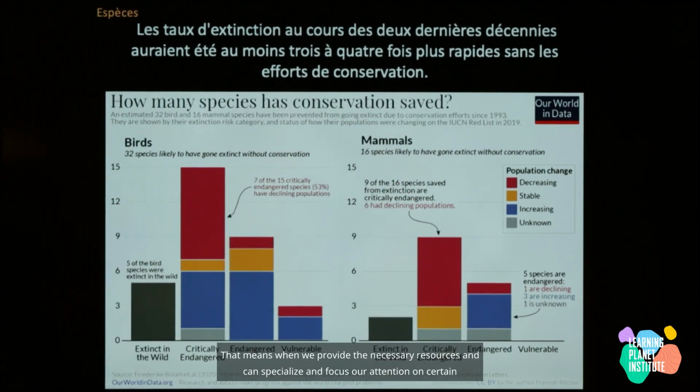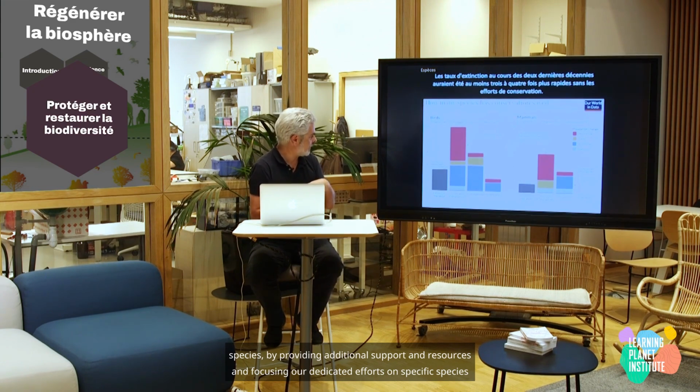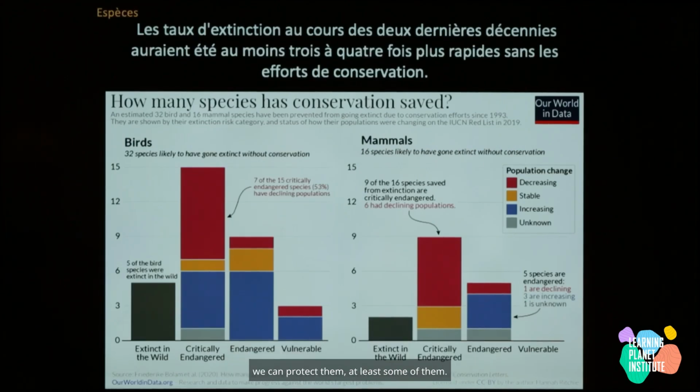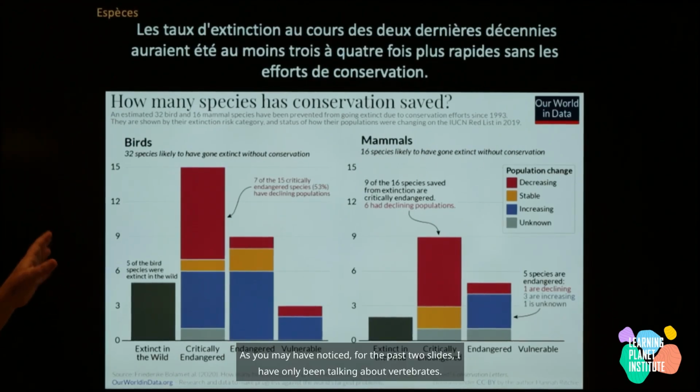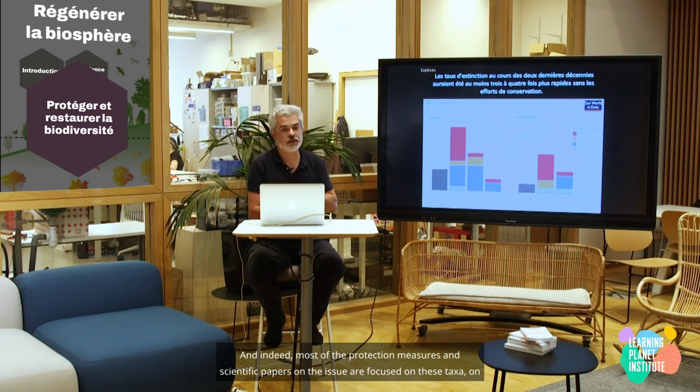That means when we provide the necessary resources and can focus our attention on certain species, by providing additional support and dedicated efforts on specific species, we can protect them, at least some of them. As you may have noticed, for the past 2 slides, I have only been talking about vertebrates. This is actually what the IUCN Red List was focusing on. It's a start, that's where it comes from. And indeed, most of the protection measures and scientific papers on the issue are focused on these taxa, on these groups of species.